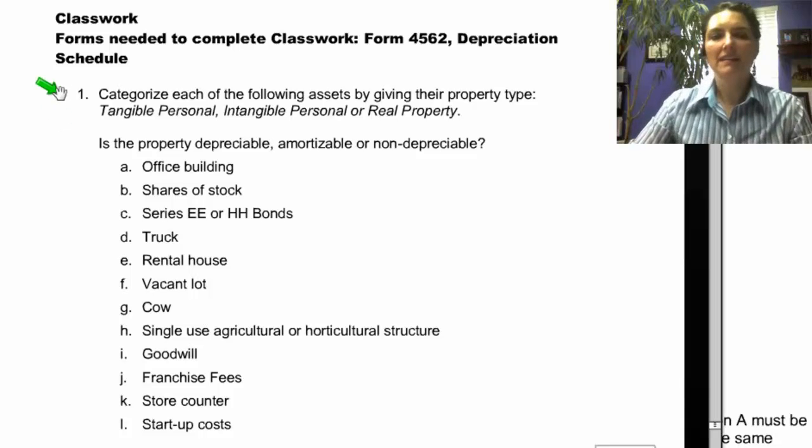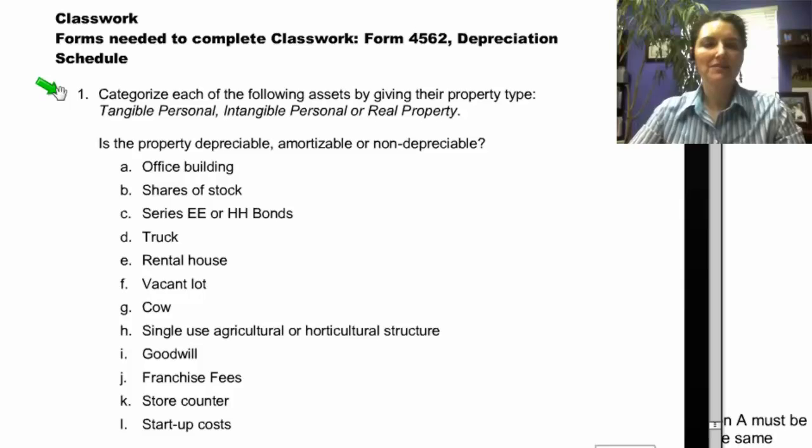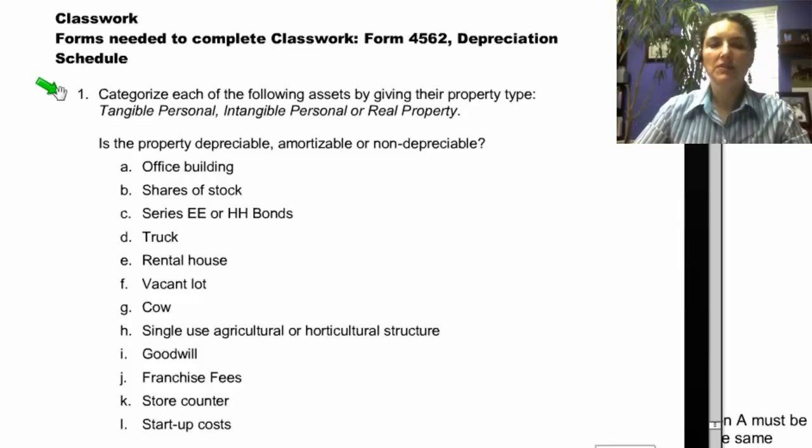Okay, welcome back, and let's go over the answer key, or at least the answers to classwork assignment number 1. The assignment asks you to categorize the following assets by giving their property type as either tangible personal, intangible personal, or real property, and then further to describe the property as either depreciable, amortizable, or not depreciable at all. Let's take a look at the office building. That one should be easy.